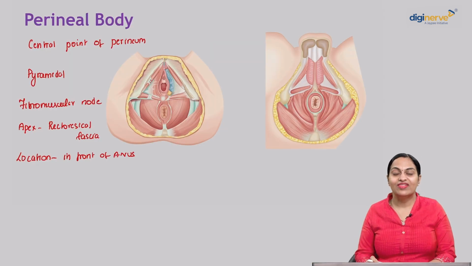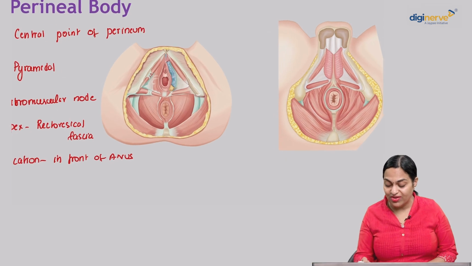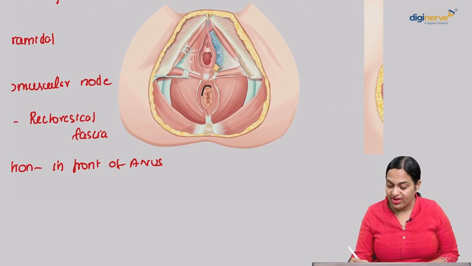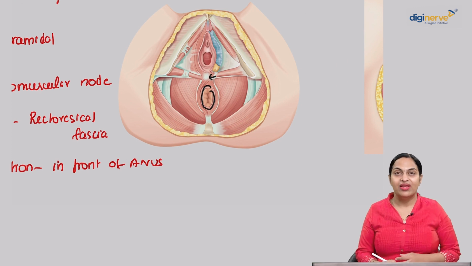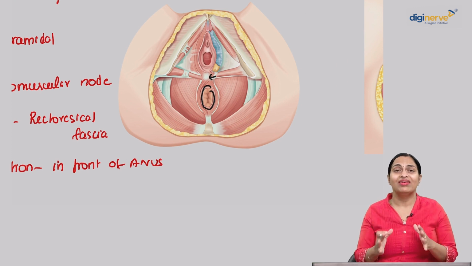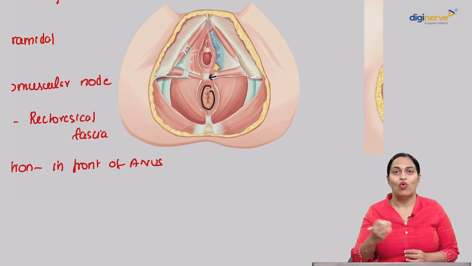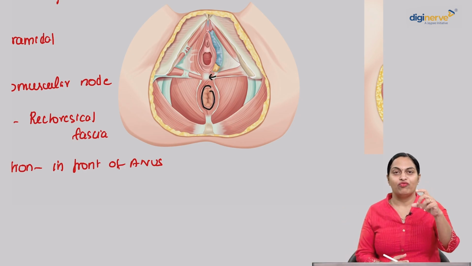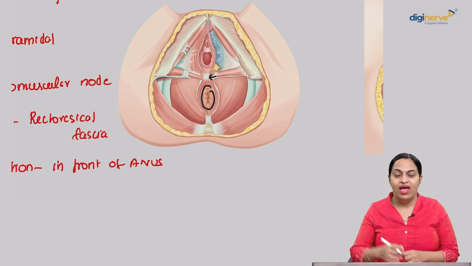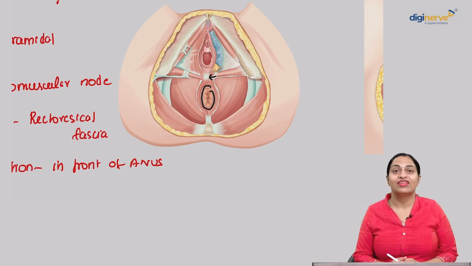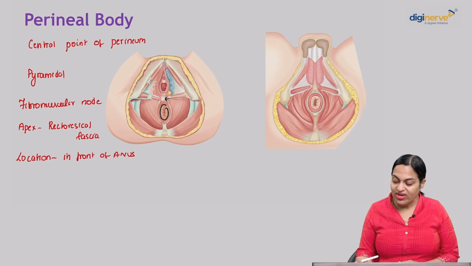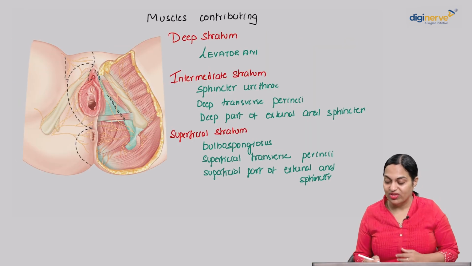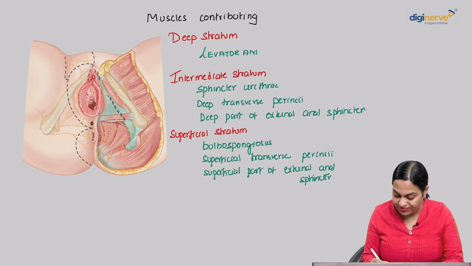Yes, let us learn about the perineal body. Where is it situated? So this is the anus. In front of the anus is the perineal body. It is the central tendon of the perineum into which most of the perineal muscles insert. It is a pyramidal, fibromuscular nodular structure. And the apex of the pyramid receives the rectovesical fascia, right? What are the muscles inserting into this perineal body?